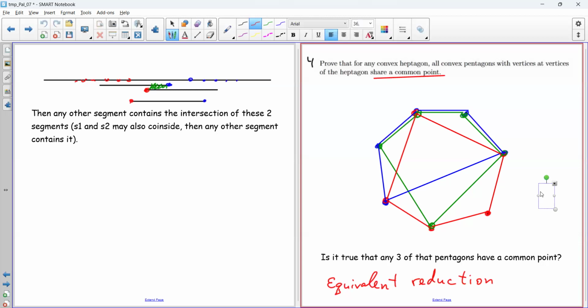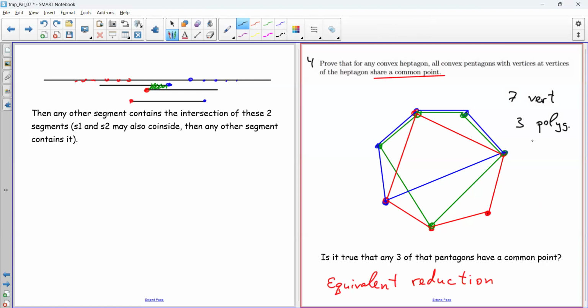Okay, so here, instead of solving the problem for arbitrary n, this technique with Helly's theorem first of all suggests that we should consider just 3 of the n. But okay, we have 7 vertices, right? We have 3 polygons, 5-gons, I will write 5-gons, right? Pentagons.